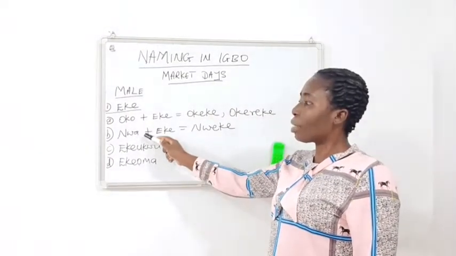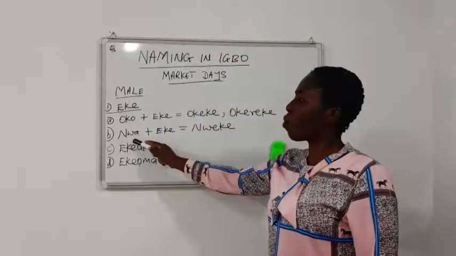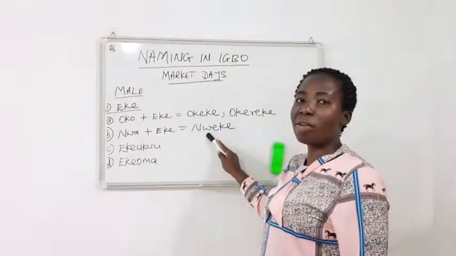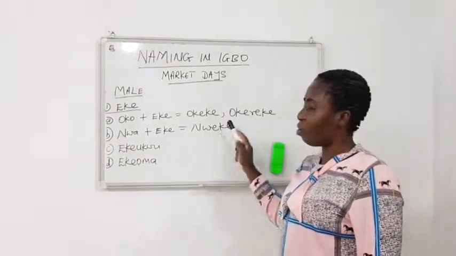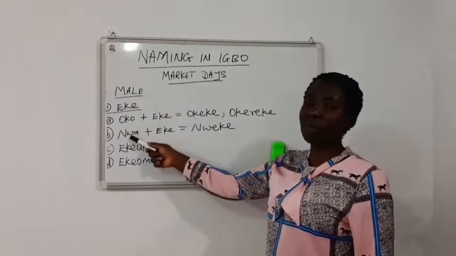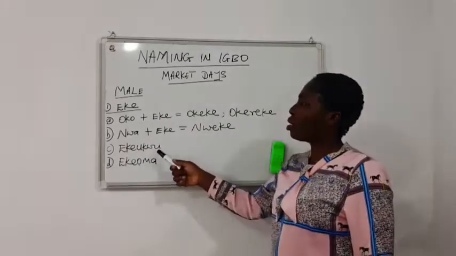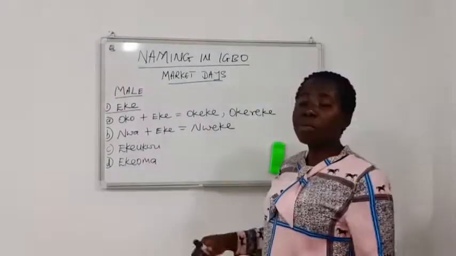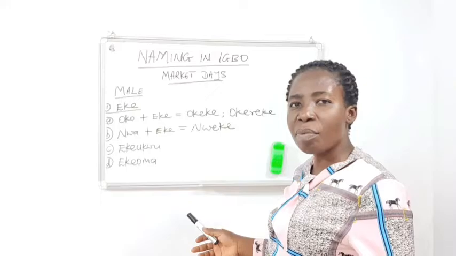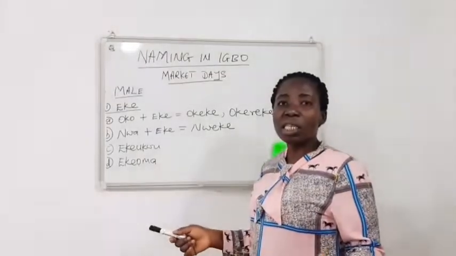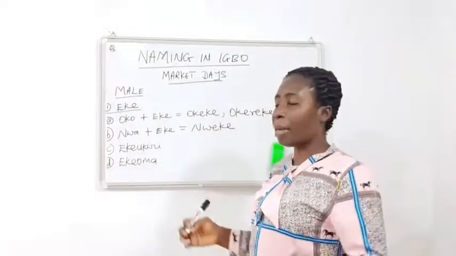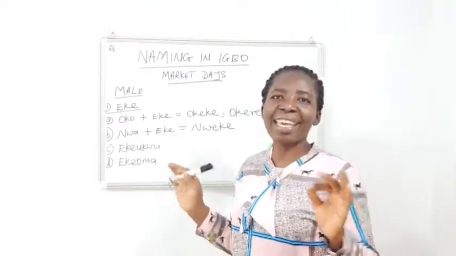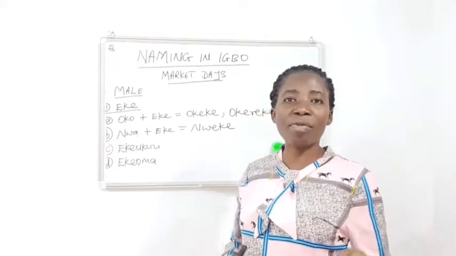Number 3 rather, we have Nwa Eke. Nwa is child or baby. Eke is the market day. Then you have this plus this is Nweke. Remember I talked of vowel assimilation, that is why we removed the A. Nweke. The fourth name rather is Ekeuhu. It means big Eke. Maybe on the day the child was born, it was a very big Eke market day. Then we have Eke Oma, good Eke, beautiful Eke.